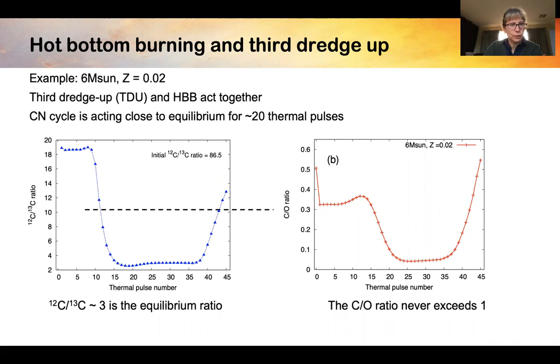It shows C12/C13 at the surface as a function of thermal pulse number on the left-hand side, and on the right-hand side, we see the surface carbon to oxygen ratio. Again, these are abundances by number. You notice that the C to O ratio in this 6 solar mass model never exceeds unity, so it never becomes what we call carbon rich. Now, third dredge-up is still happening though. So does it make S-process elements? Good question. We'll get to that in the next lecture.